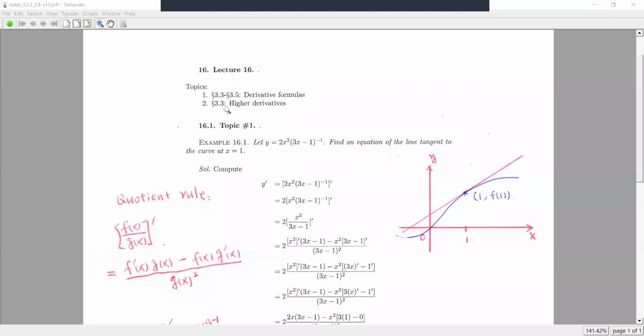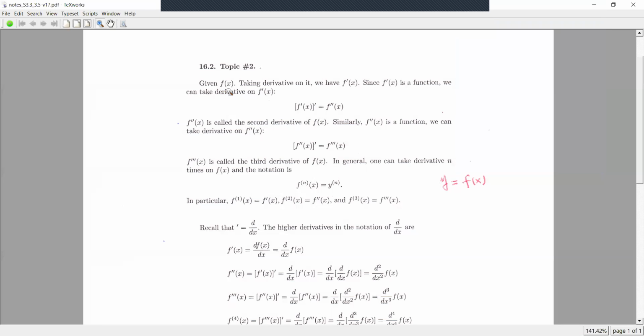Now we turn to topic 2, higher derivatives. Given a function f, take derivative on it, then we have f prime of x. Since f prime of x itself is a function, we can take derivative on it, and the notation is f double prime of x. F double prime is called the second derivative of the function f.